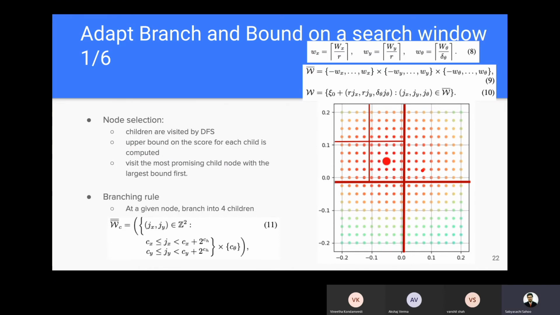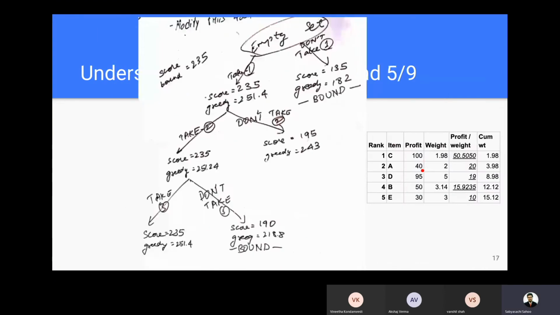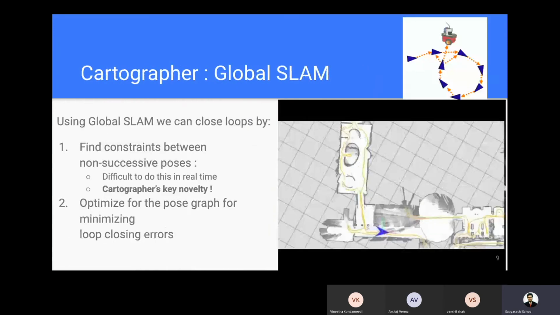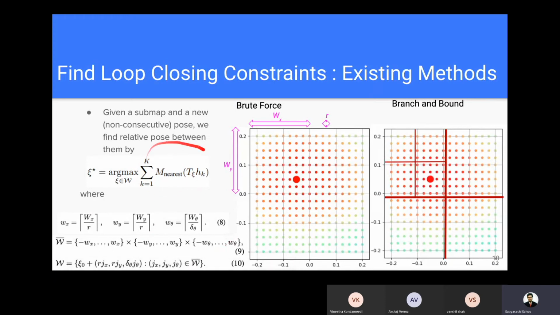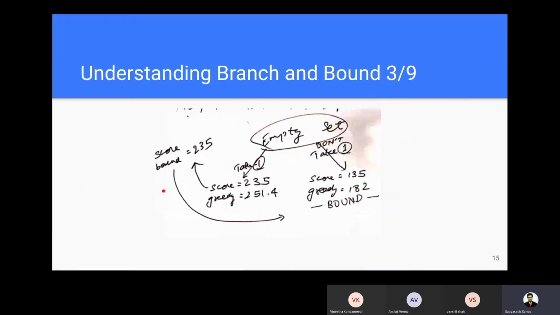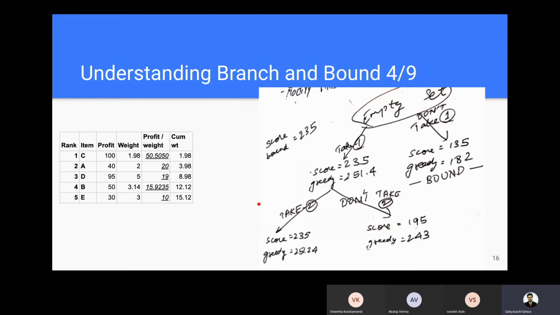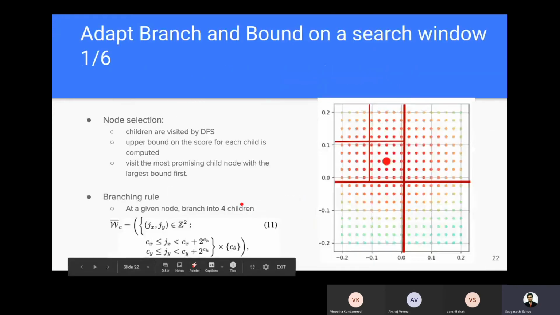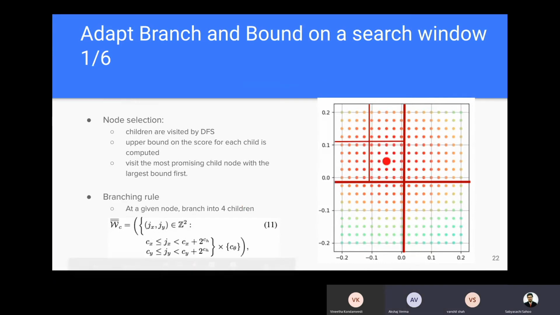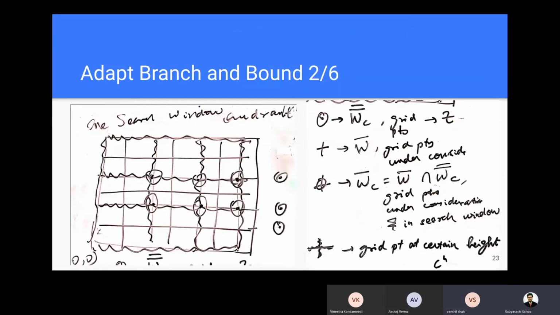Any question on the score calculation? This is the score that we are going to calculate. This is the 0-1 knapsack equivalent in our problem, and the greedy score equivalent I'll mention a little later. Any questions so far? No? Okay, fine.